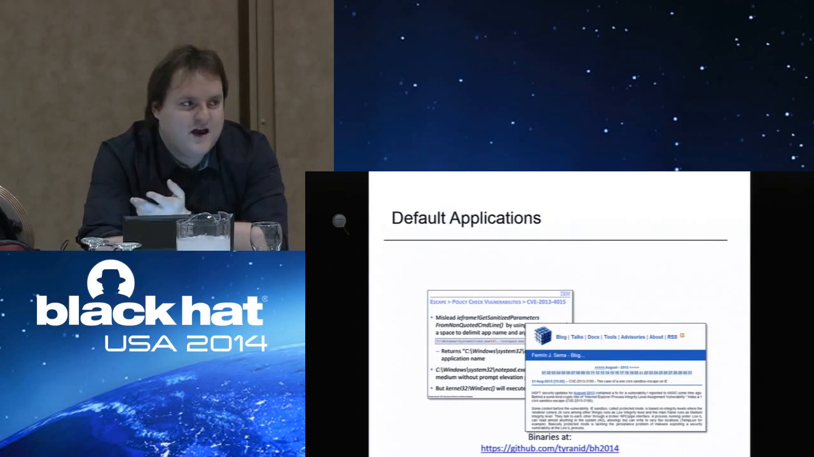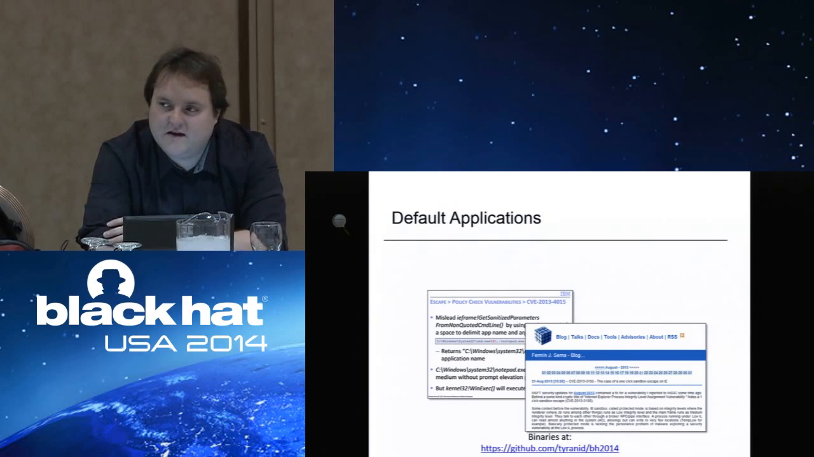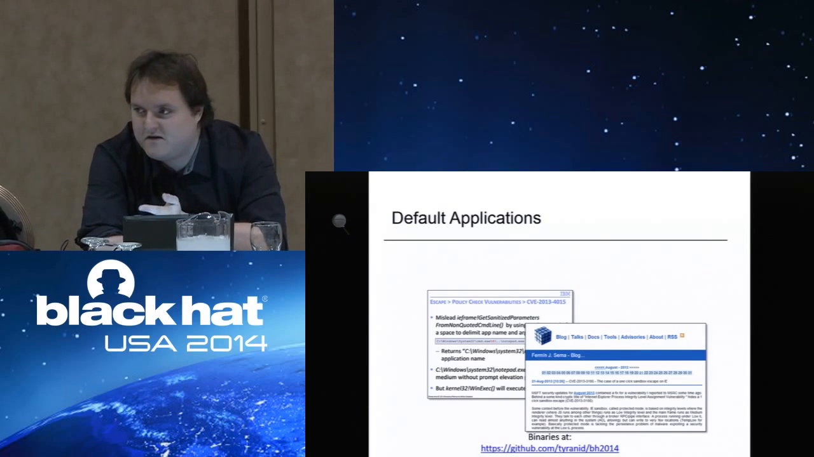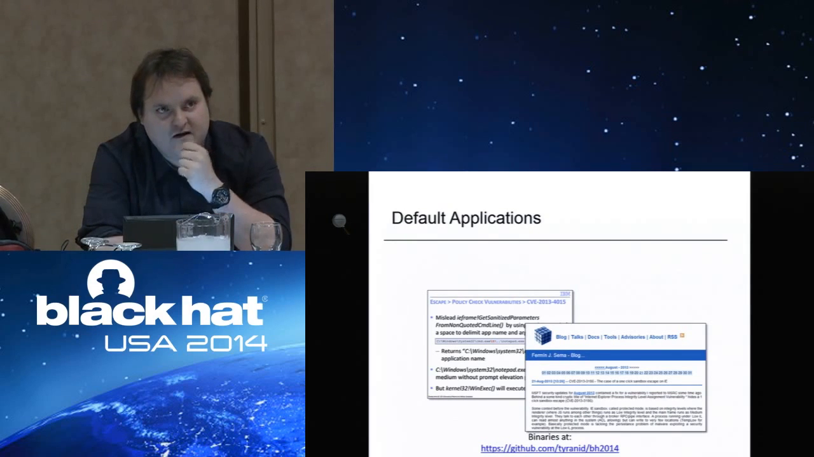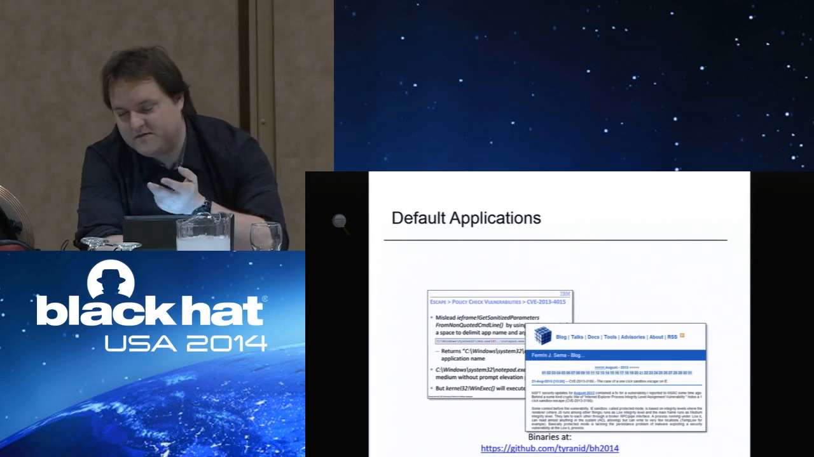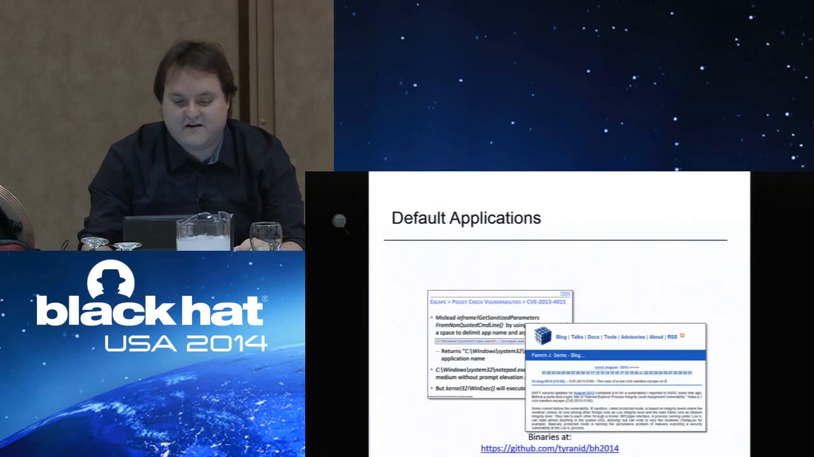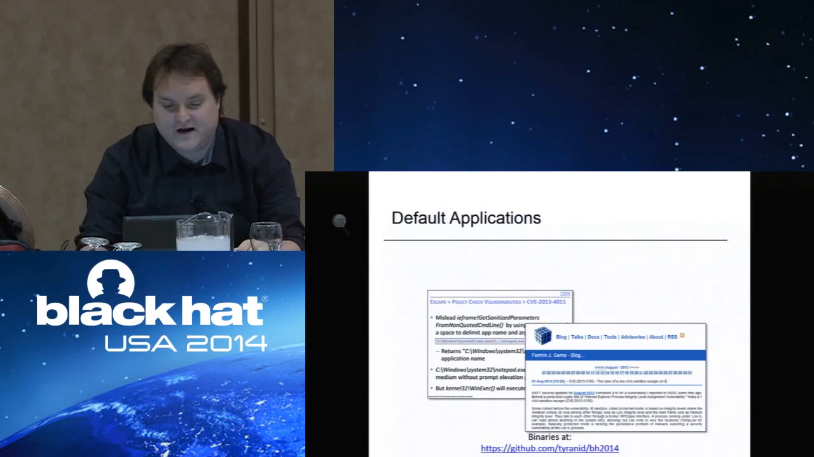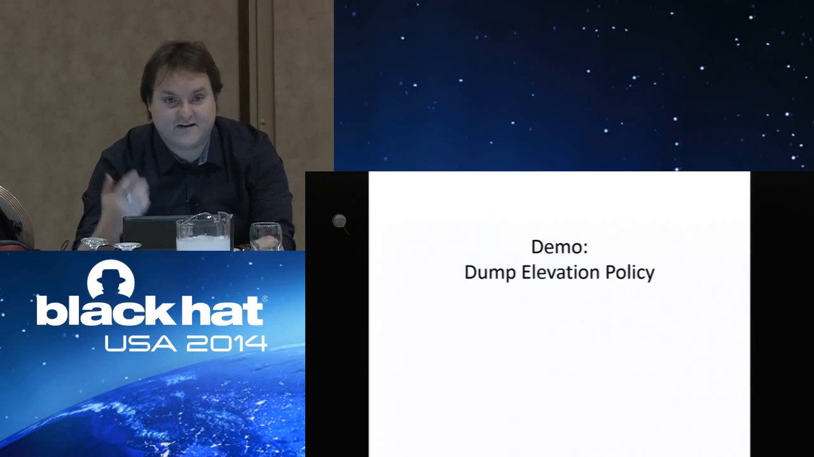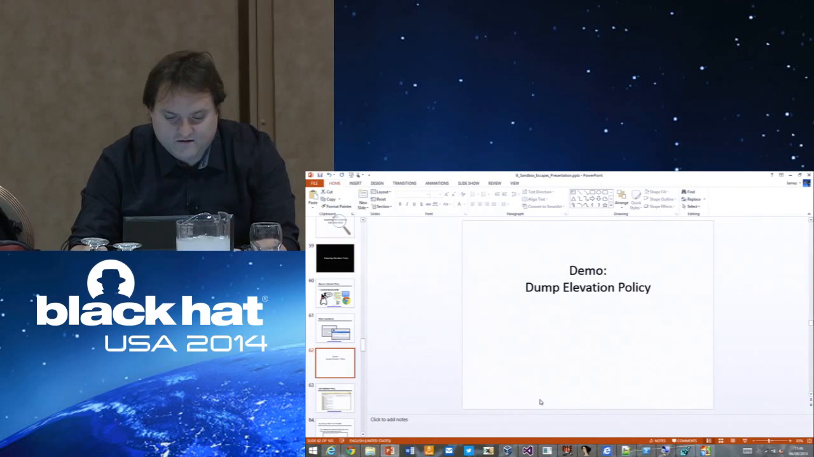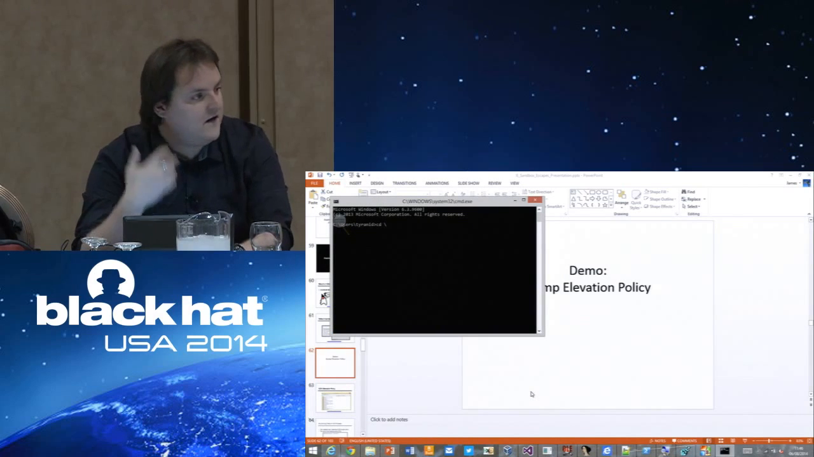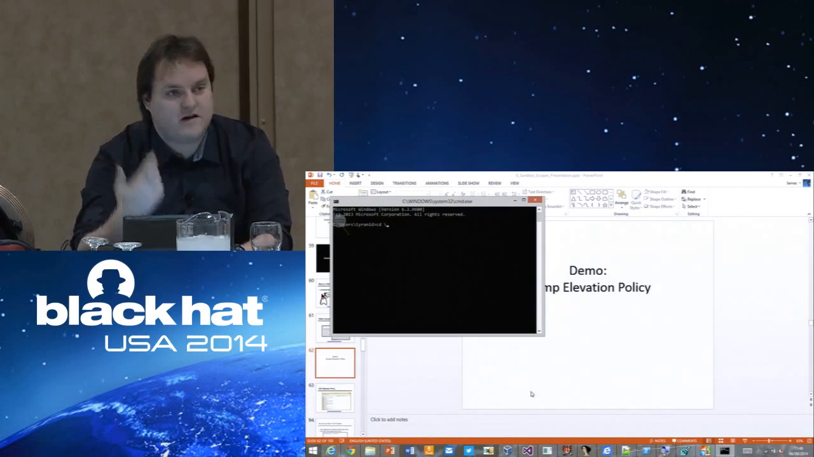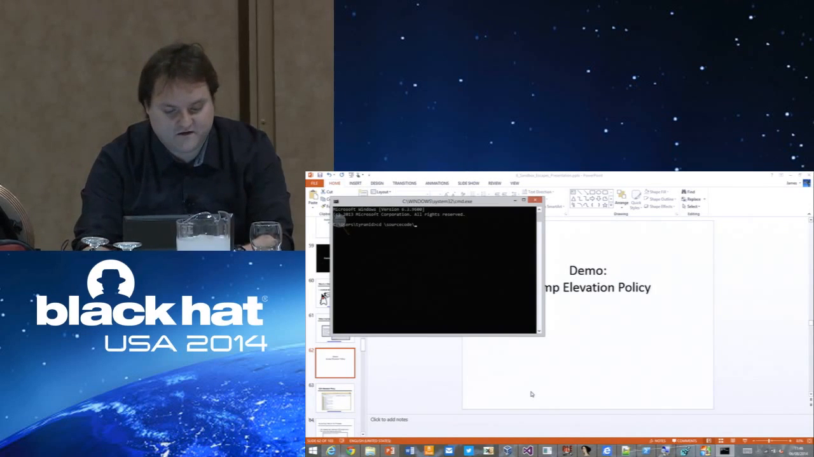But of course, we just want to look at default applications, because if you're finding a sandbox escape, you want the most coverage, the most available systems to exploit. And there have been various vulnerabilities found in this area before. So let's have a look at the elevation policy itself. I've got a little tool which we can run to read the elevation policy from the registry and dump it to the console.